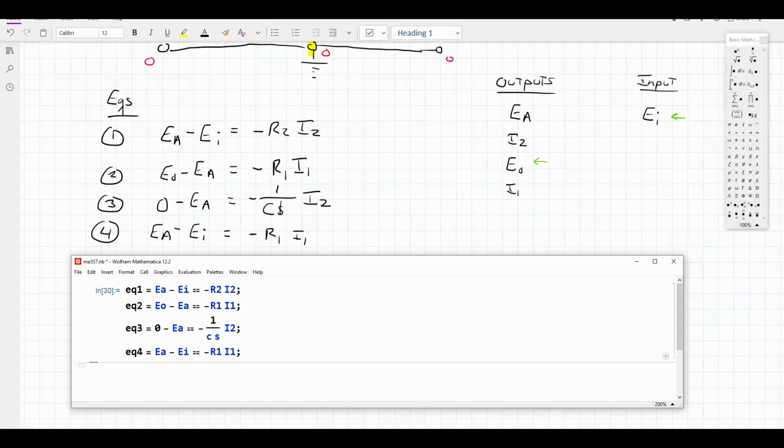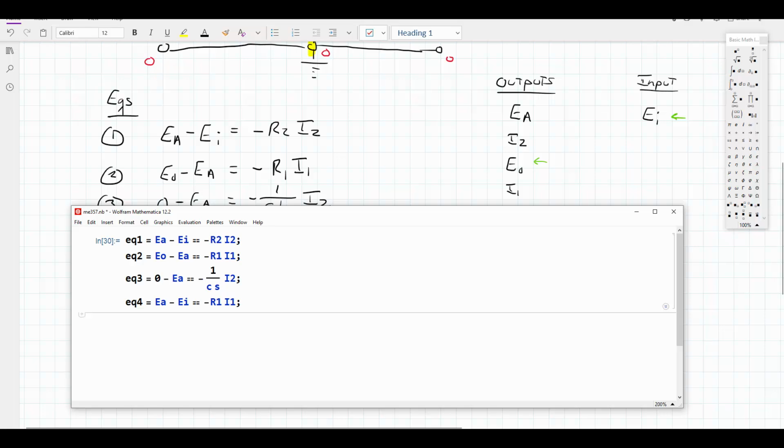All right, so 4 equations are entered in here, and we just want to verify them for accuracy, and everything here looks like it is put in correctly. So I'm ready to solve it for my 4 outputs. So let's solve EQ1, EQ2, 3, and 4 for EA, I1, I2, and EO.